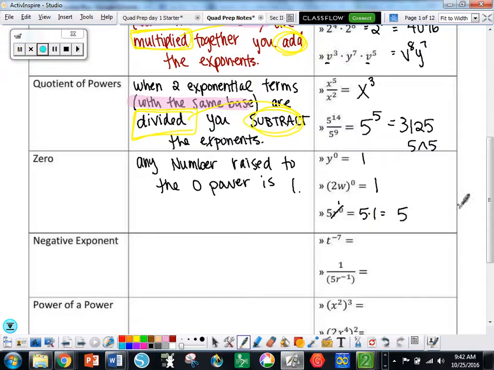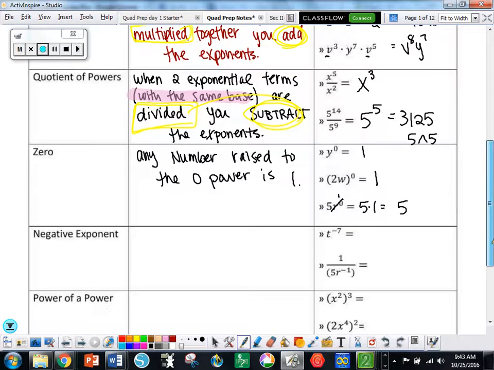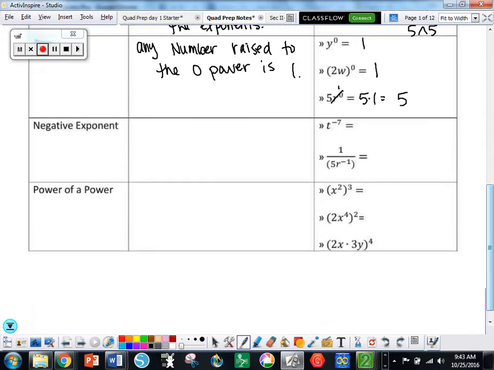So be really careful. The parentheses on this assignment mean a lot. Sometimes, yeah. We'll practice more with that in just a minute. The negative exponent, let's skip that one for a second because I think the negative exponent is probably the hardest. Let's jump to power of a power, like this.